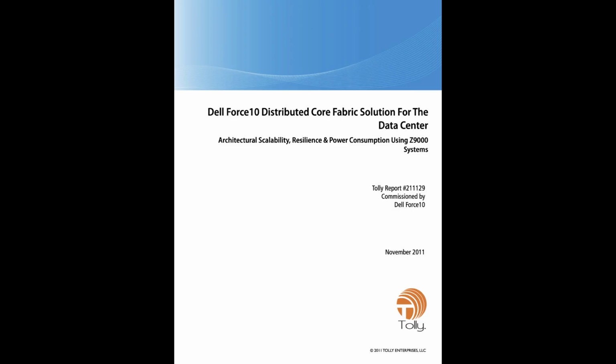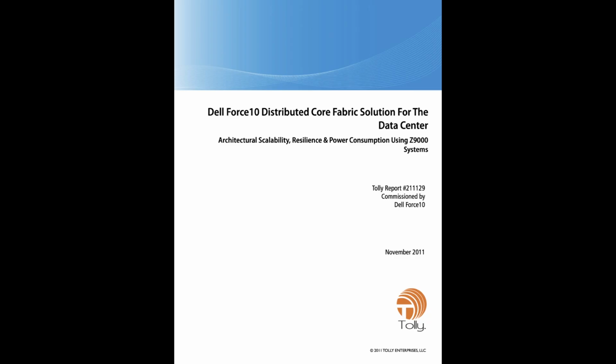The test of the Dell Force10 distributed core fabric architecture was conducted in September 2011 and revolved around illustrating the architecture's scalability, resilience, and power consumption. The test comprised a 10-node configuration based around the Dell Force10 Z9000 data center core switching system. The Z9000 is a 2RU Layer 2-3 system equipped with 32 40 gigabit Ethernet ports.